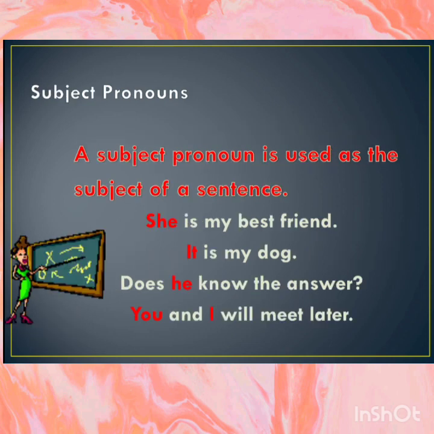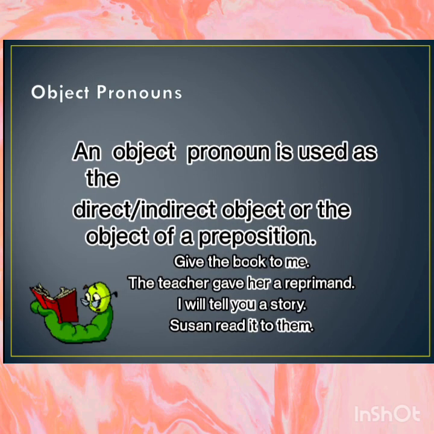Subject pronouns. A subject pronoun is used as the subject of a sentence. She is my best friend. Who is my best friend? She. So here we are talking about she, and she is the subject here. It is my dog. Does he know the answer? Who knows the answer? He. You and I will meet later.